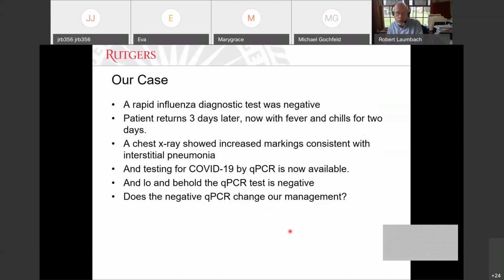But the general idea is you wouldn't necessarily rule out COVID-19 probably in this circumstance, right? You'd probably want to test again, or at least quarantine the person. And certainly could test again.